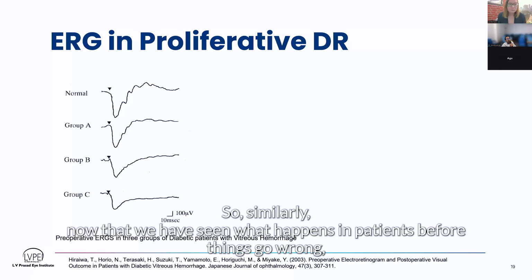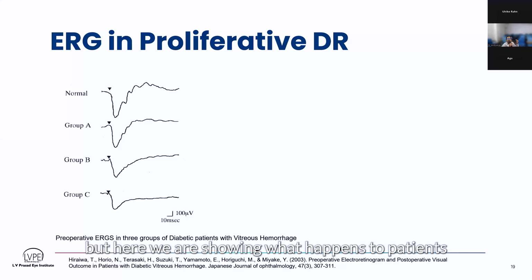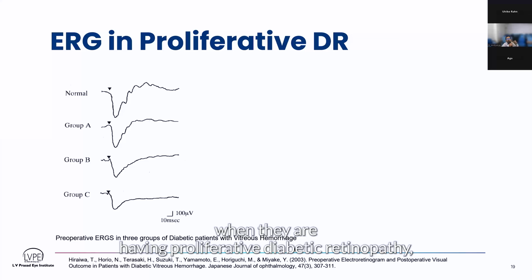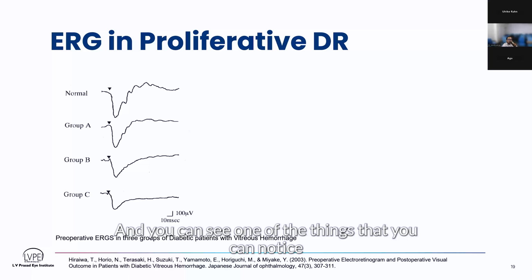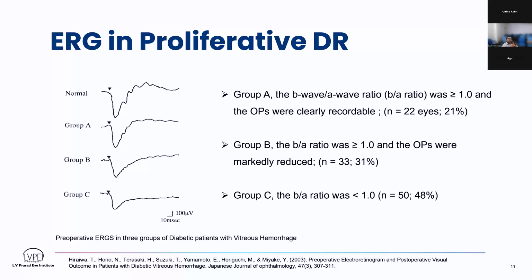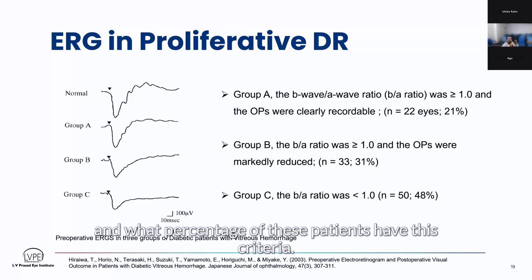So similarly, now that we have seen what happens in patients before things go wrong, here we are showing what happens to patients when they are having proliferative diabetic retinopathy, where things are at a much more severe stage. One of the things you can notice is this B by A ratio that is altered, and what percentage of these patients have this criteria.